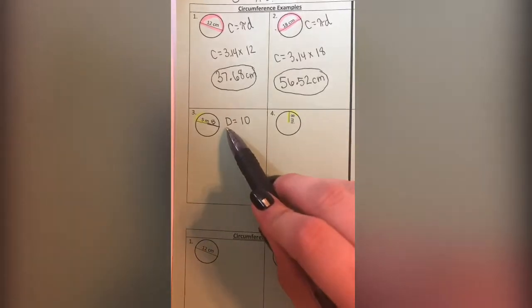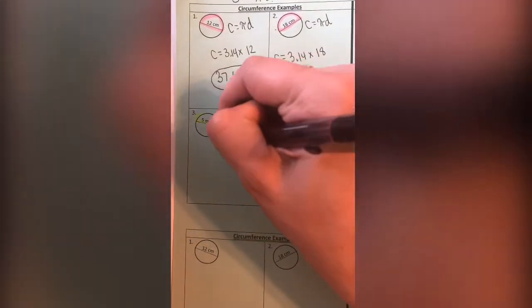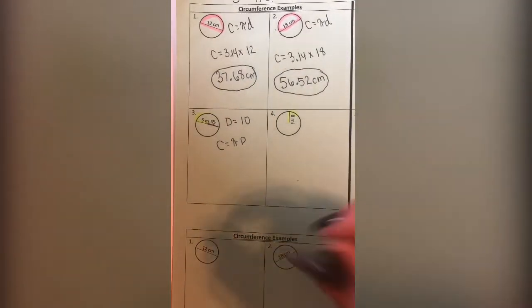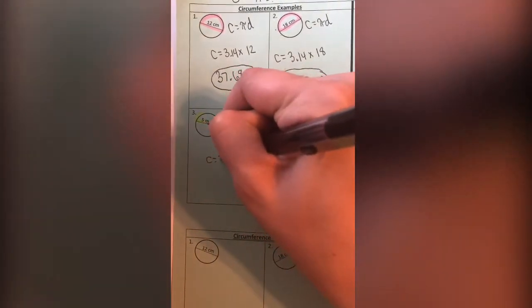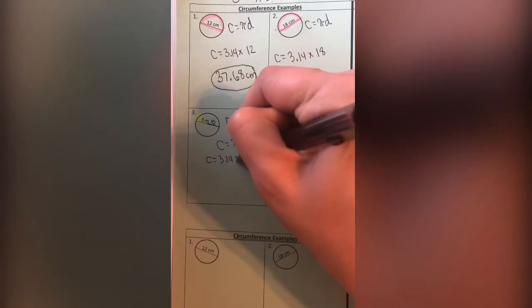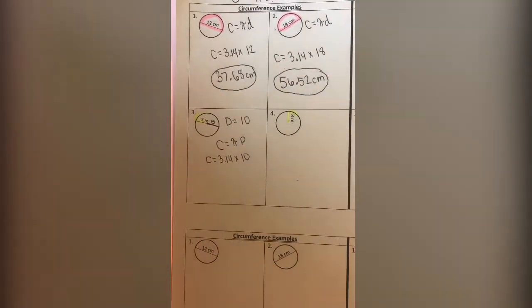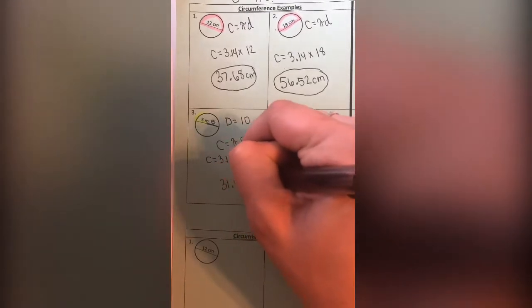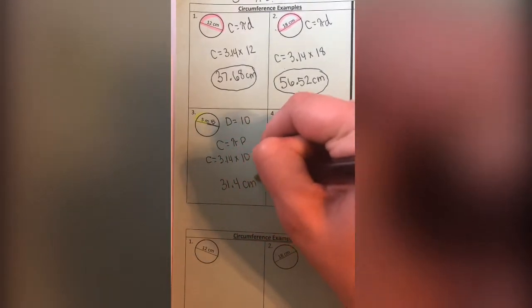So now that I know my diameter is 10, I can do my C equals pi d. So C equals 3.14 times 10. And when I do 3.14 times 10, I get 31.4 centimeters.